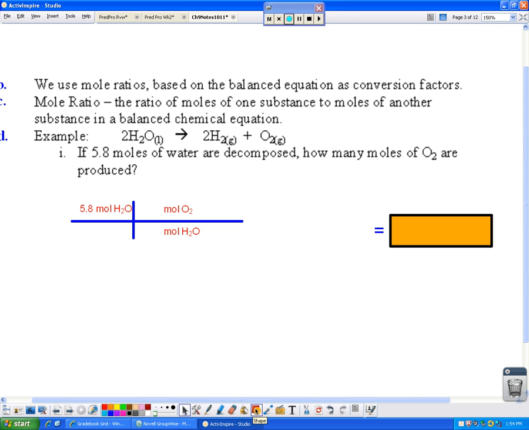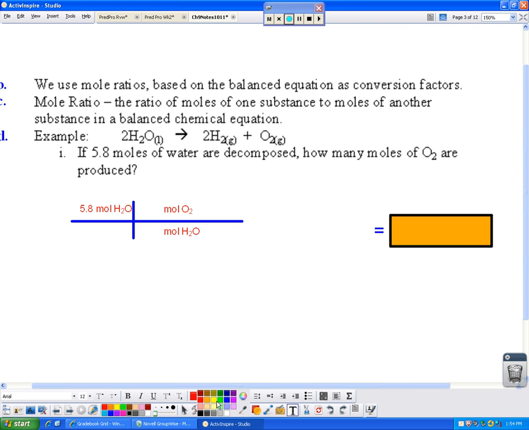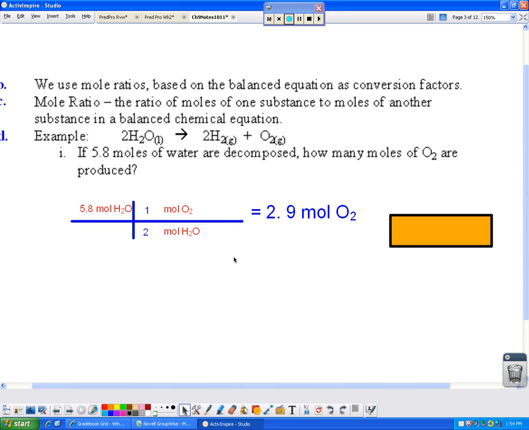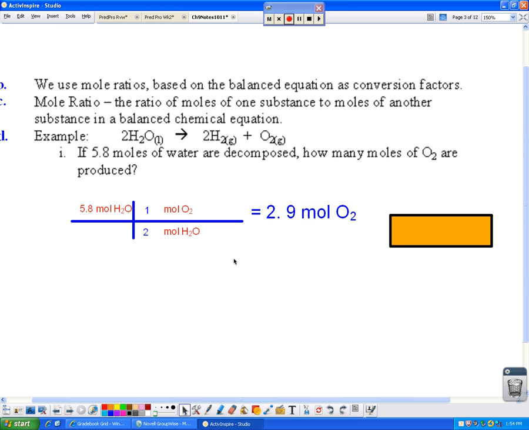Where do we get the numbers from? That's right, we go back up here. It says 2 waters. This is 2 moles of water right there. Put 2 there. And the oxygen is, there's no number written there, so that's an implied 1. So 5.8 moles of water. We have a 1:2 ratio between the water and the oxygen. So it looks like 2.9 moles of oxygen should be produced. That's essentially the new thing we're going to be doing, is using moles to convert to other moles.